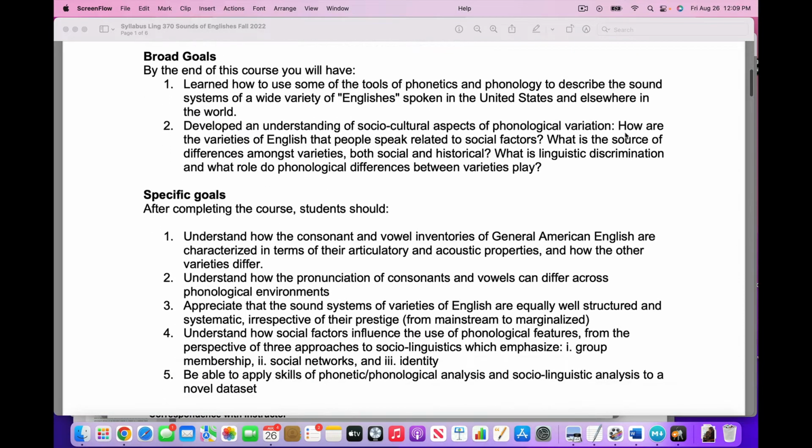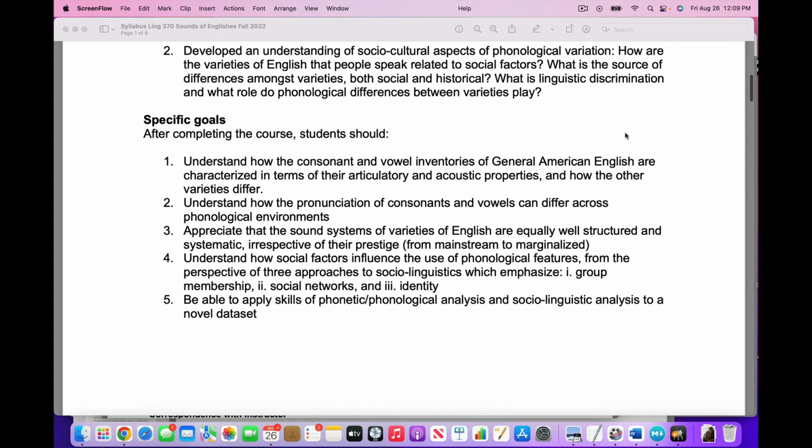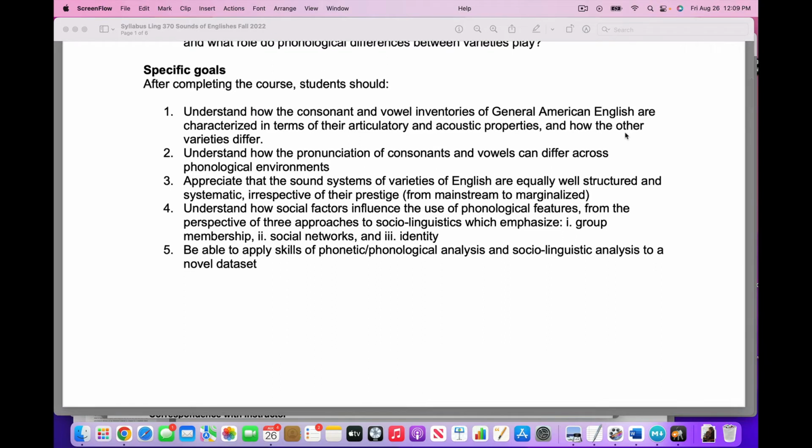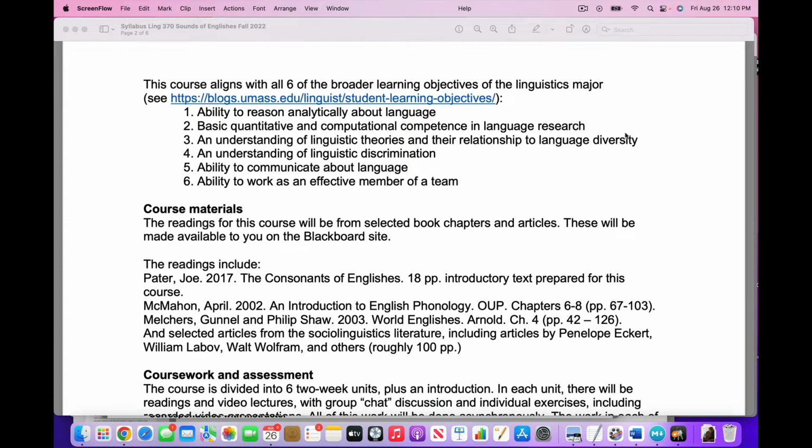Following the broad goals in the syllabus, I've written out specific goals of the course about the particular things you'll understand, we hope, by the end of the course in terms of the phonetics and phonology and the connection between the phonetics and phonology of varieties of English and sociocultural factors. This course aligns with all of the 6 broader learning objectives of the linguistics major that are listed here.